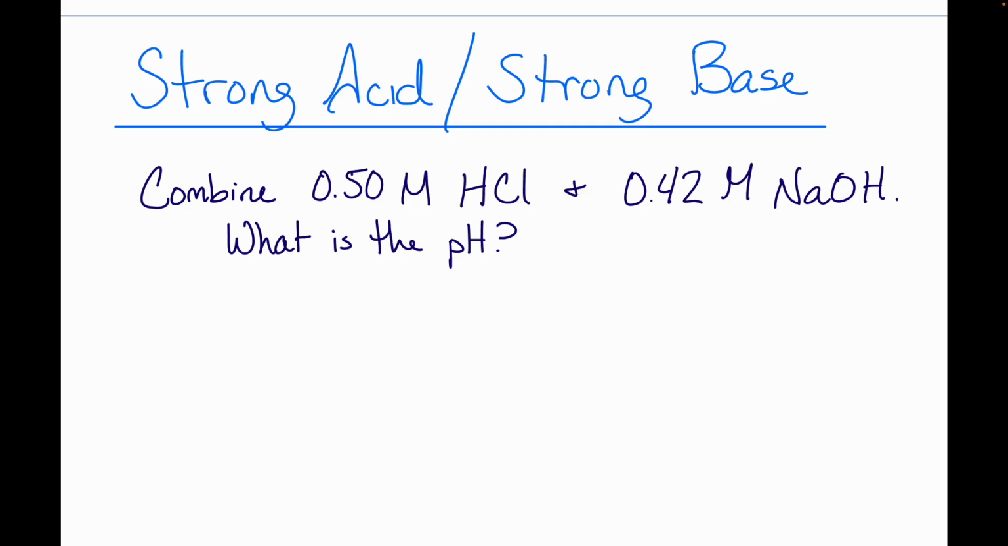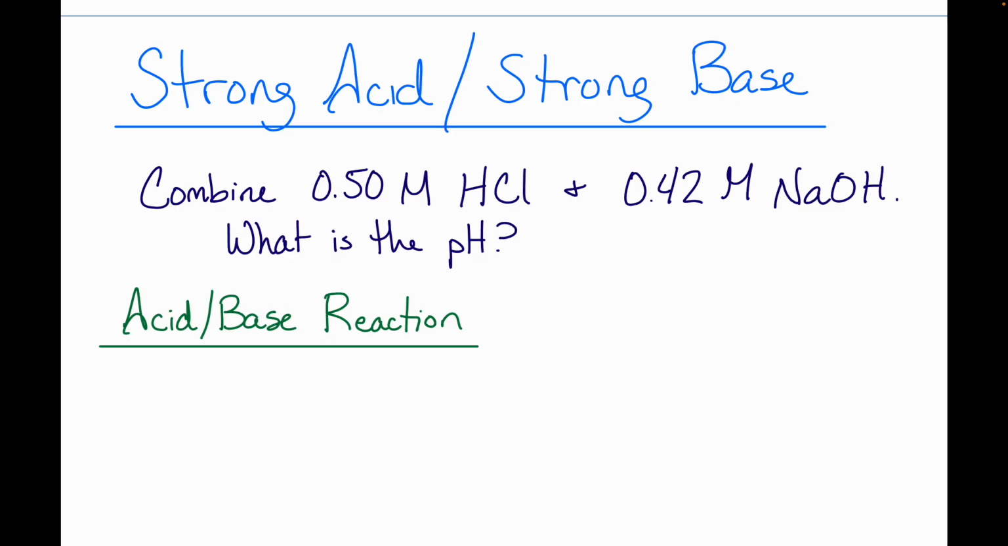Okay, so we need our chemical equation here. This is not going to be a dissociation equation. This is going to be an acid-base reaction, right? Because when you combine hydrochloric acid and sodium hydroxide, they will react with one another in this solution. All right, so we need an acid-base reaction between hydrochloric acid and sodium hydroxide.